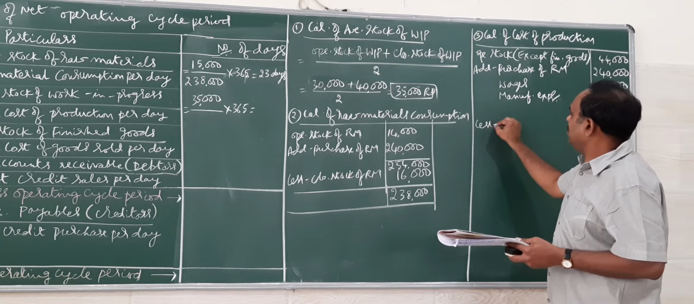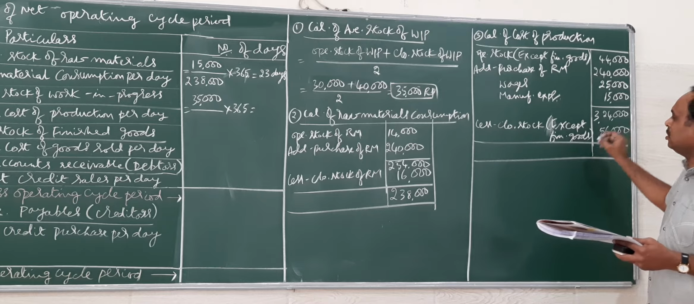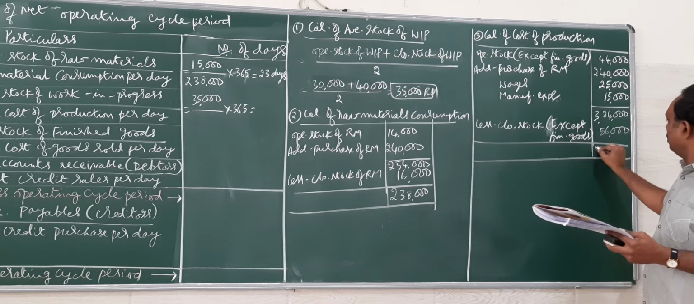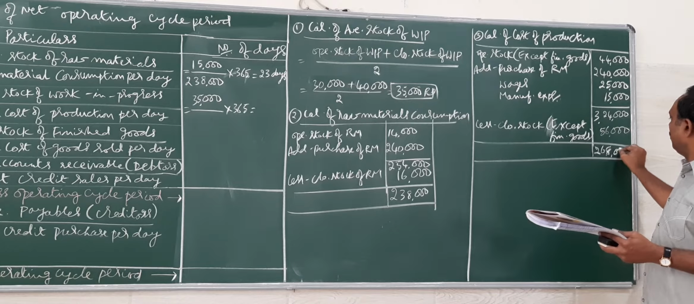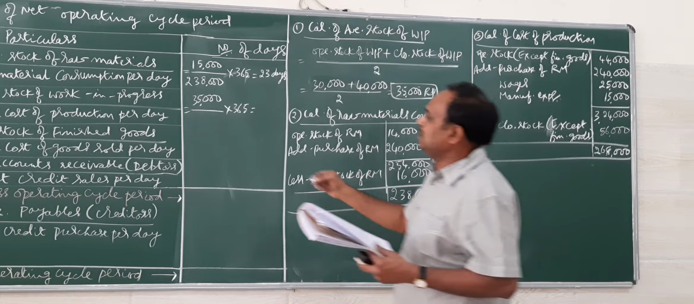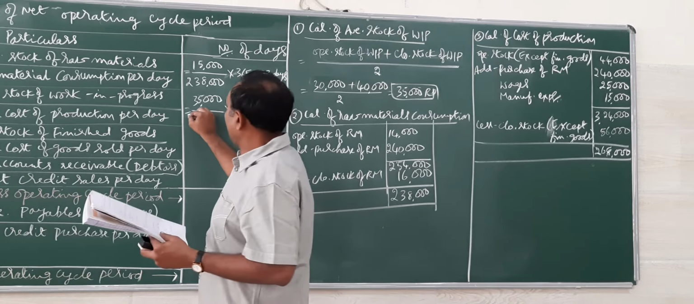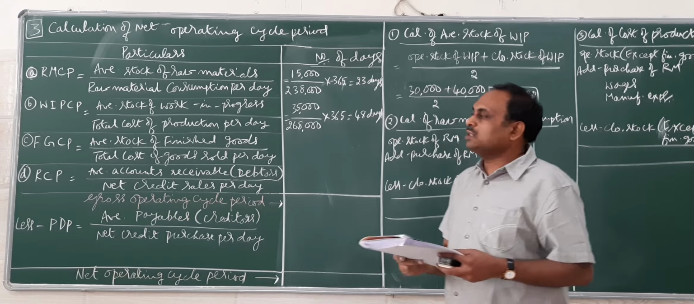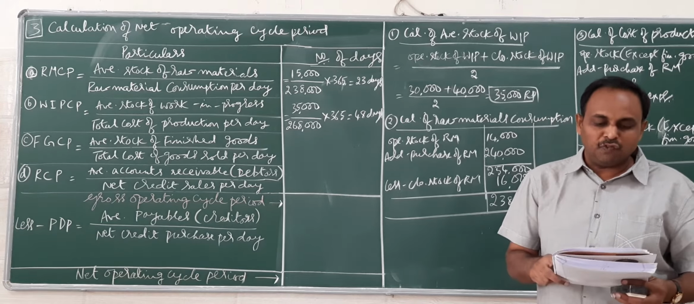So finished goods should not be taken for closing stock also. If you add both, you are going to get 56,000. 16 plus 40,000, so it is going to be 56,000. So total cost of production is 2,68,000. Let us substitute here for formula number B. So you are going to get 48 days if you divide therein. So this is going to complete two formulas.